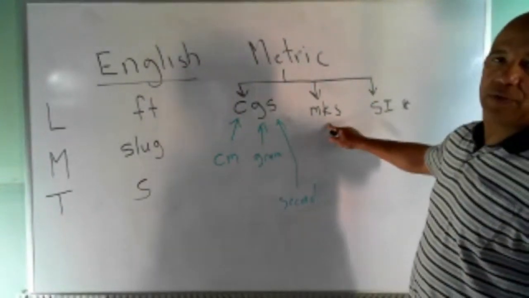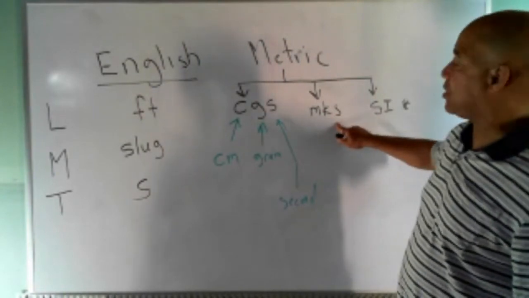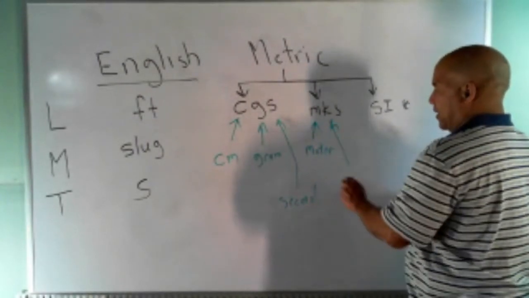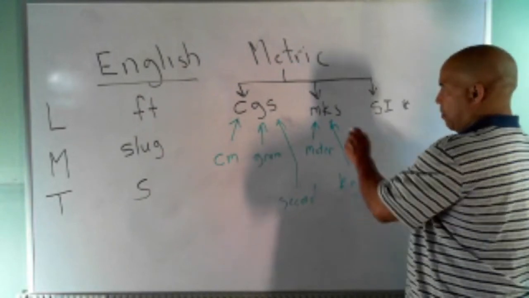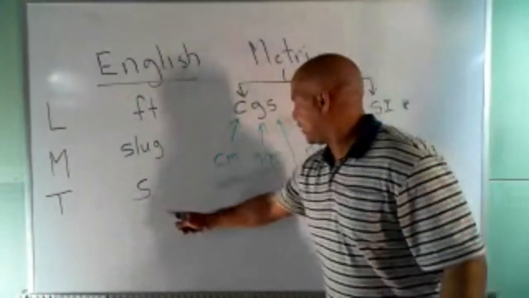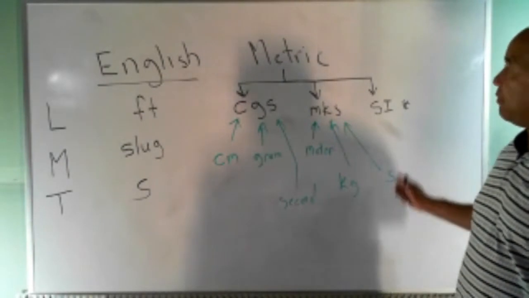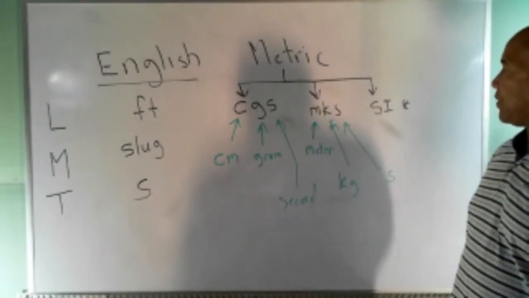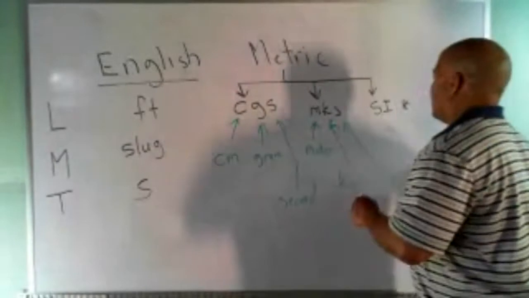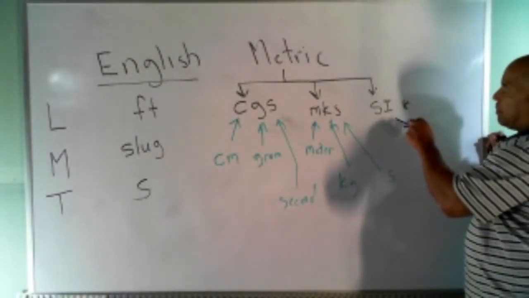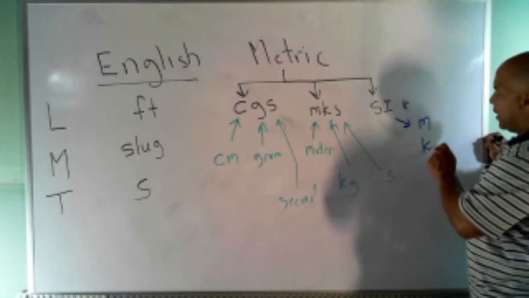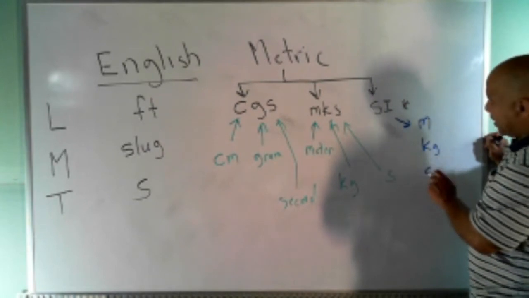And in this part of the metric system, the MKS system, the standard unit of length is the meter, for mass it is the kilogram, and for time it is the second. So far, the second is the same in every system of units. Time is always seconds. Now, what about this SI system? How does that work? Well, in the SI system, the standard unit of length is the meter, the standard unit of mass is the kilogram, and the standard unit for time is the second.